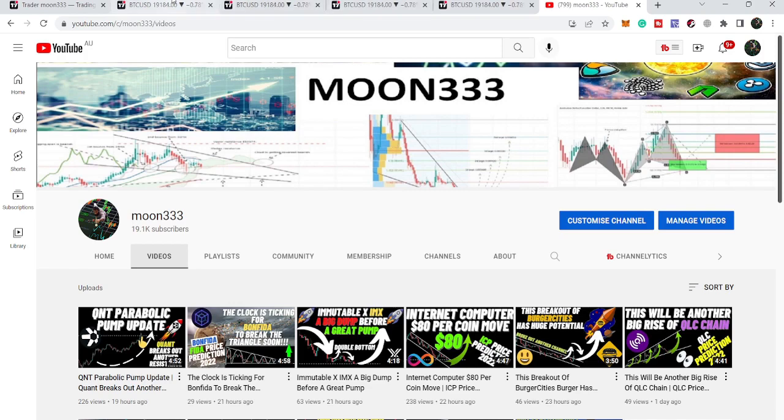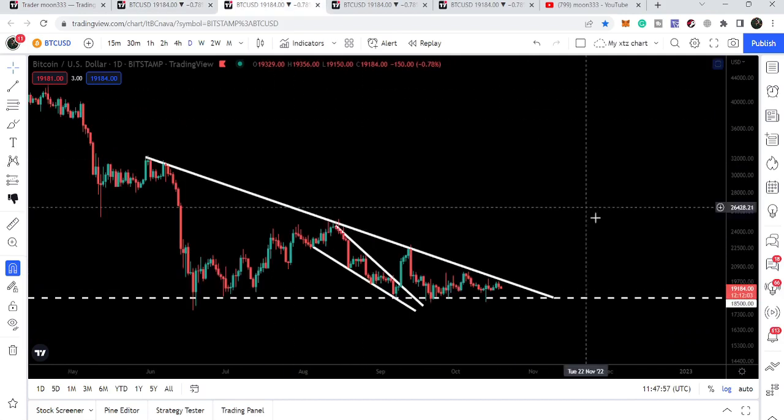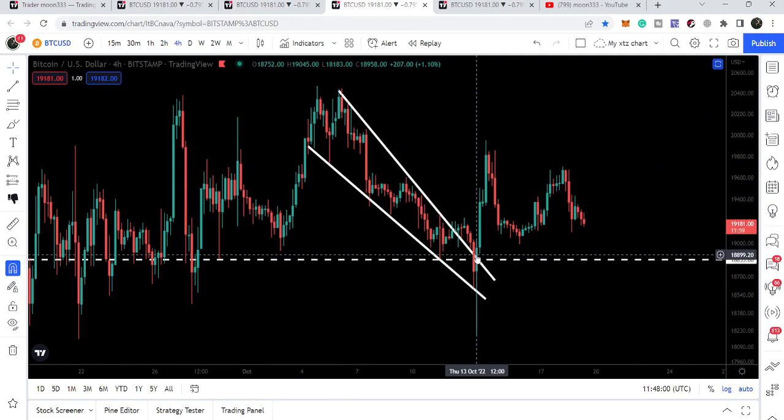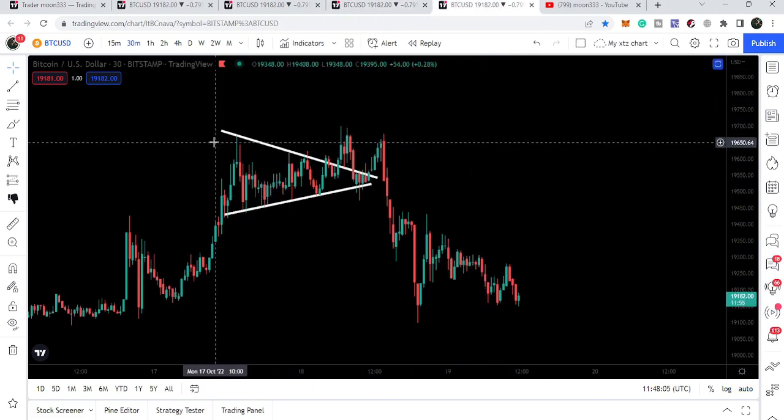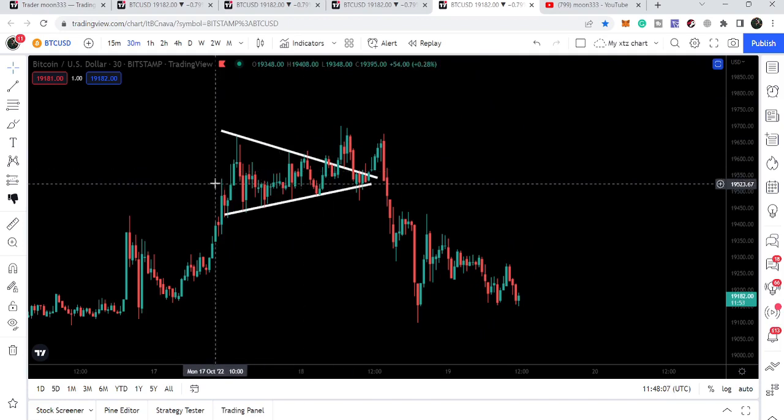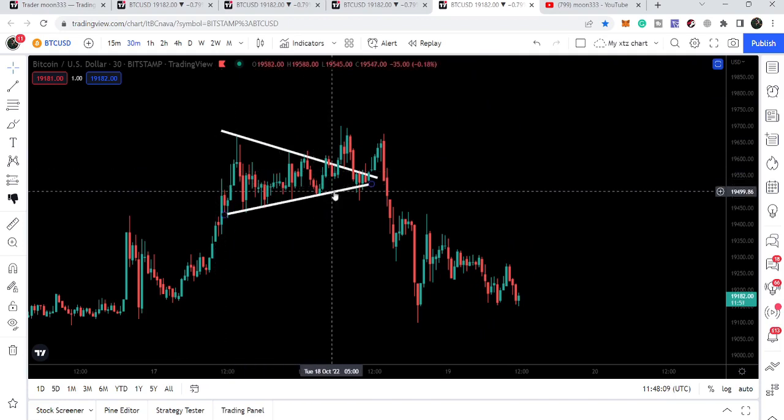In today's video, we will once again take a look at this down channel and this descending triangle and this falling wedge pattern that we have already broken out on the 4-hour time frame chart. And recently, Bitcoin has broken down this support of this symmetrical triangle that I was showing you in my previous video as well.